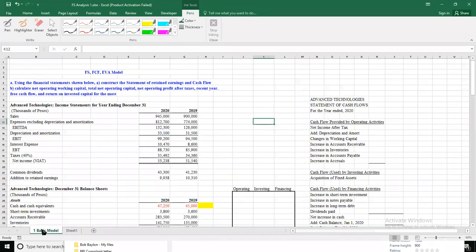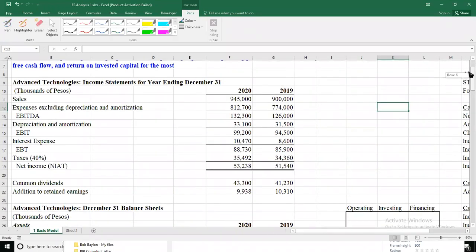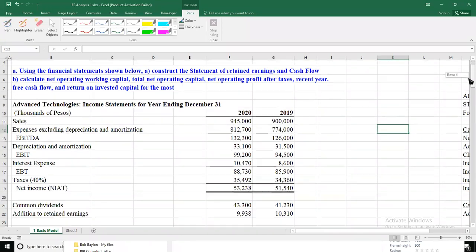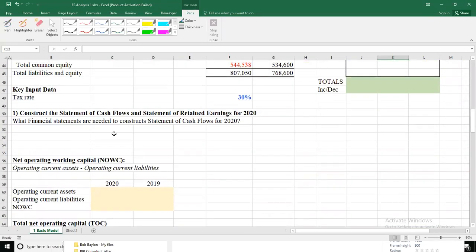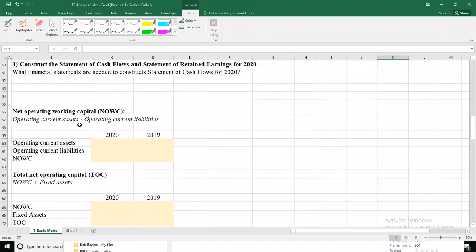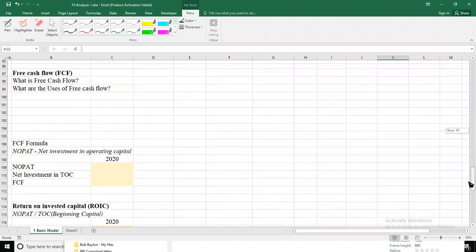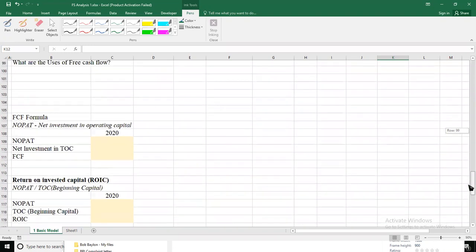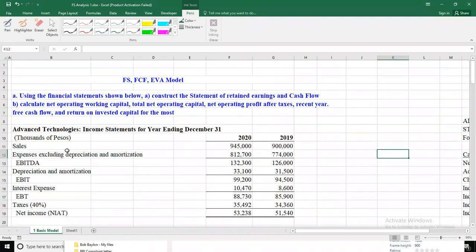Okay. So let's go back to our main worksheet. Here we have the income statement of this company, Advanced Technologies. We also have the balance sheet, and then we will be required to construct the statement of cash flows. And below, guys, we have things to compute: NOWC, TOC, investment in TOC, NOPAT, etc. We won't be able to finish everything today, so the rest we'll finish next meeting, plus another worksheet that we're going to work on. Okay, so let's start with this first.